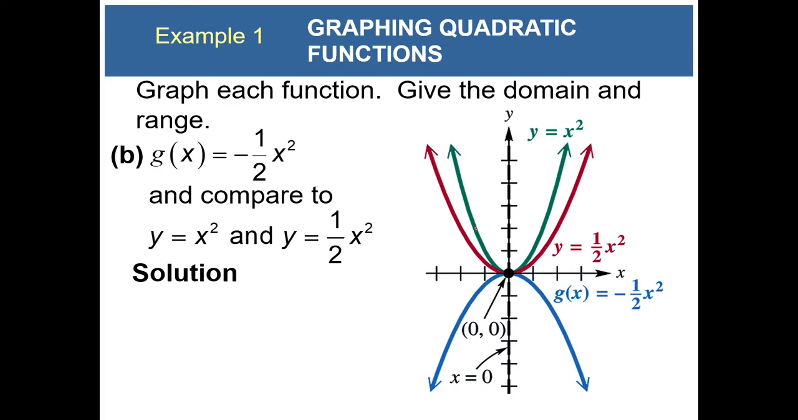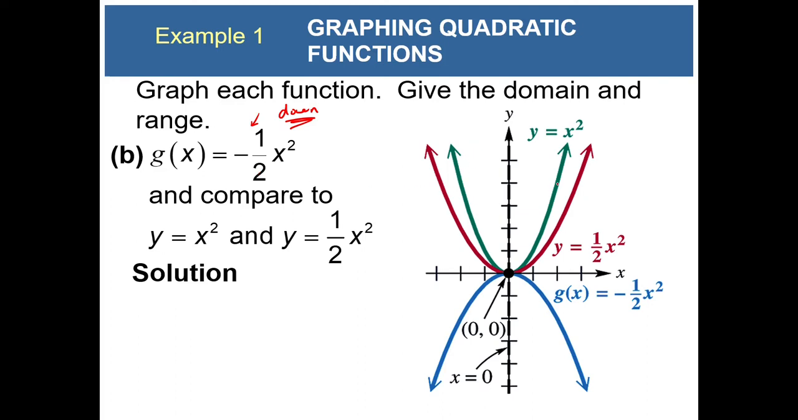In part B, we want to graph g of x equal to negative 1/2 x squared and compare that to the original graph y equals x squared and y equals 1/2 x squared. Well, notice some things about the graph. There's a negative leading coefficient in the front. So this is going to drop our graph down. It's going to make it face upside down. The 1/2 is going to tell me that this graph is going to get wider or shrunken vertically.